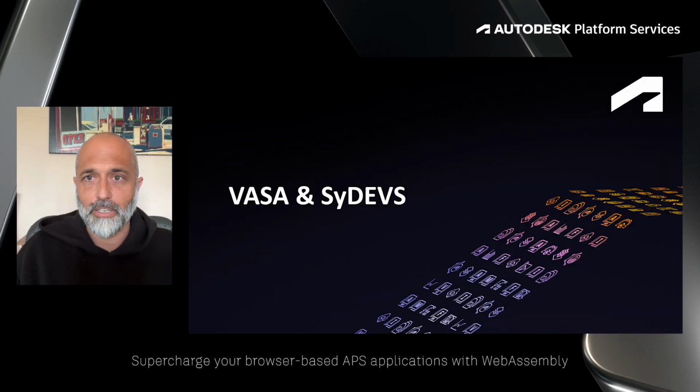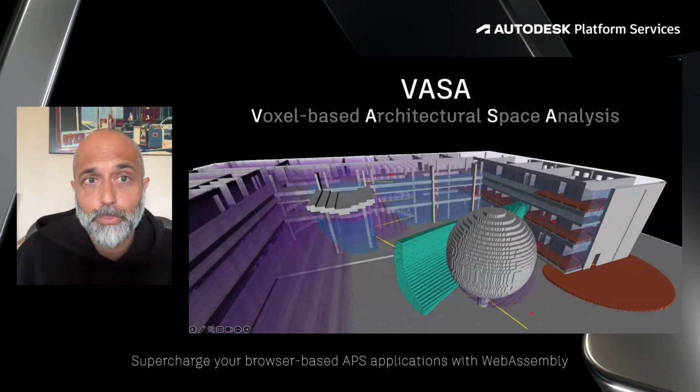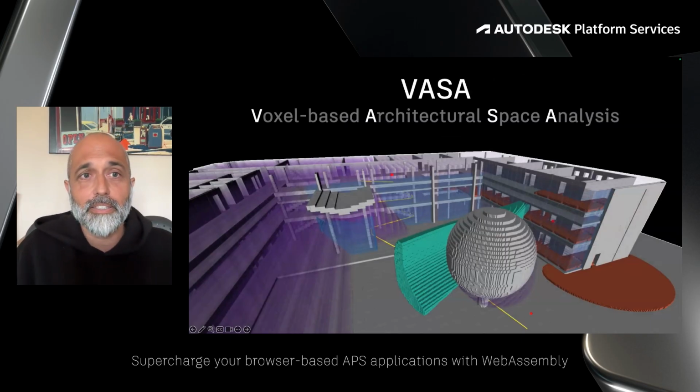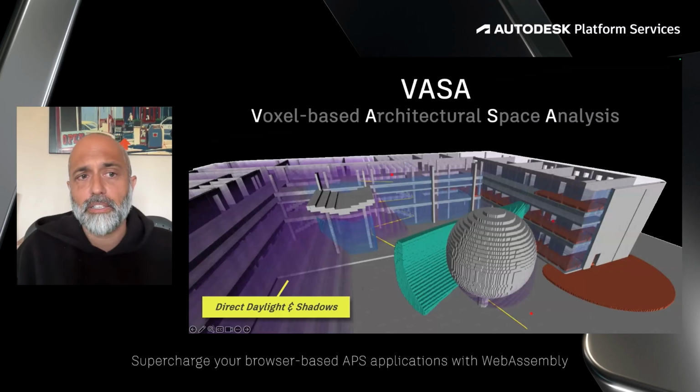So VASA and SciDevs. As I mentioned already, VASA stands for Voxel-Based Architectural Space Analysis. And it has various capabilities. This graphic is coming from Dynamo. So it's not publicly available as a C++ library, but you can use it via Dynamo inside Revit or in standalone Dynamo Sandbox. So it has the capability of calculating direct daylight and shadows. So that's one aspect.